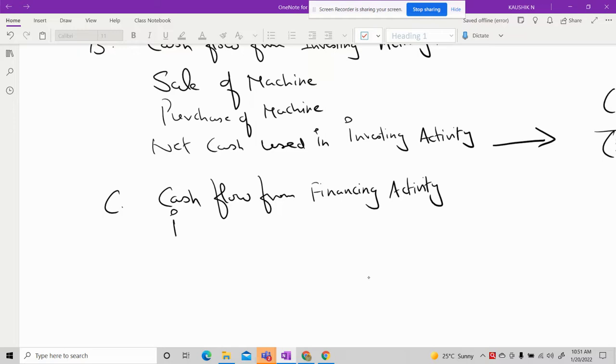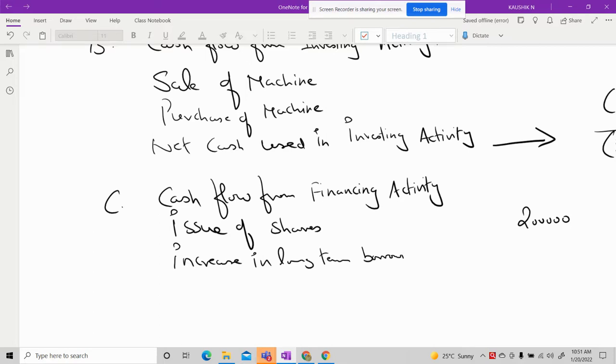So, issue of shares. We have issued shares to the extent of rupees 2 lakh. So write the amount in the inner column. At the same time, you have long term borrowings, so increase in long term borrowings, that is loan taken. So how much is the value of increase in long term borrowings? 1 lakh and 40,000.